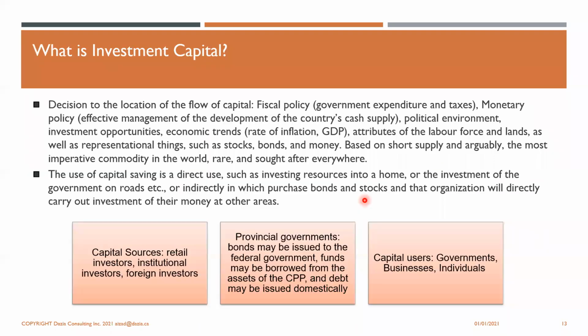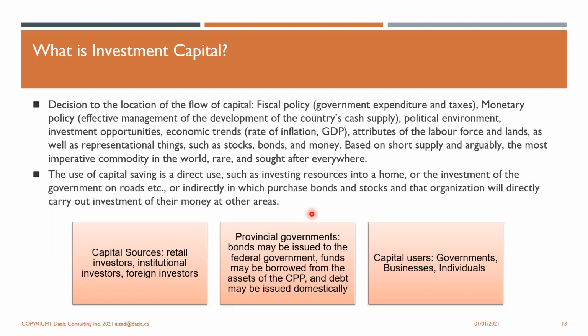Okay, so investment capital, we said, is about the flow of capital. That is, if money is coming in, that is the investment capital. When does money come into a country? When there is good fiscal policy, that is, the government manages expenses and taxes. If there's a good monetary policy, with effective management of the country's cash supply, and when the political environment is good, there are a lot of investment opportunities. You have to see what the economic trend is.